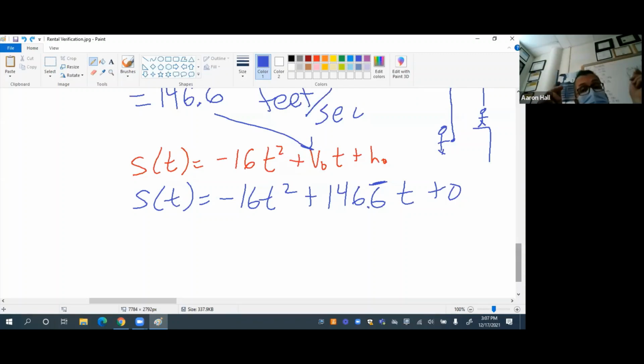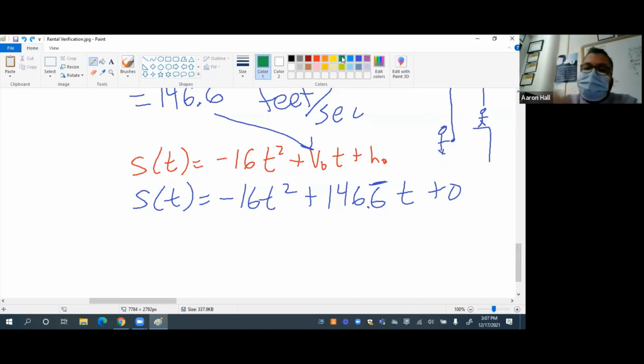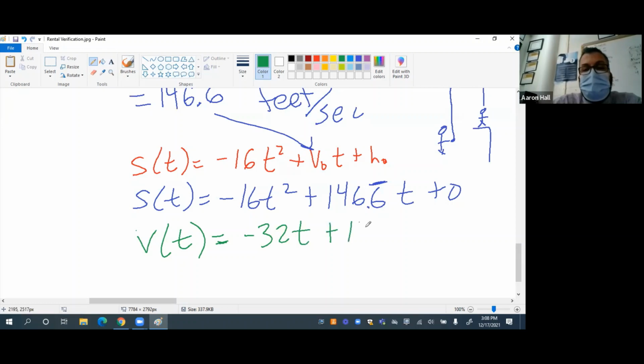Take the derivative. This is a calculus class, and I haven't done any calculus yet, so it makes sense that we would take the derivative. If I take the derivative of a position function, what does that give me? It gives me a velocity. So that gives me negative 32t plus 146.6 repeating. Yeah. So now what?